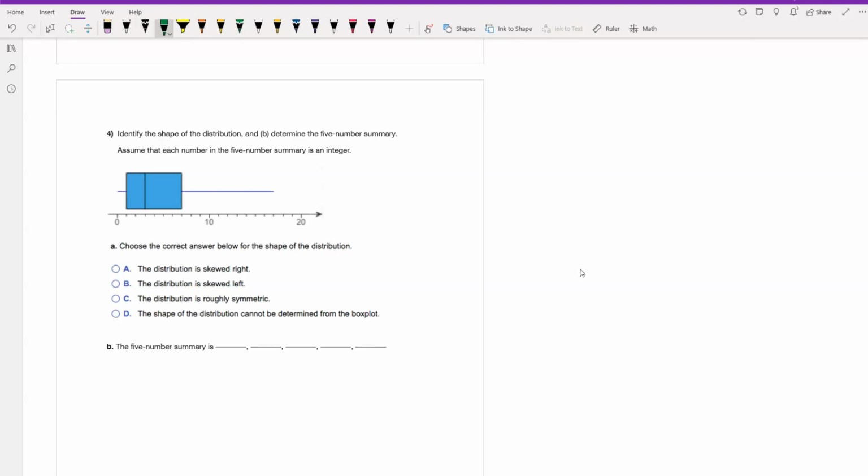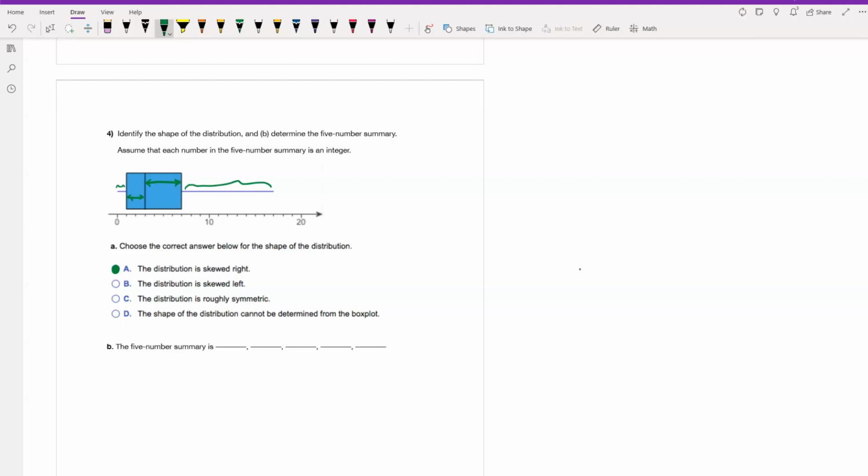Next one, here it's asking for the shape of distribution. Here, this box, this one is longer than what we have here on left. And this whisker on right side, this part is longer than what we have on left side. This means we have skewed right.